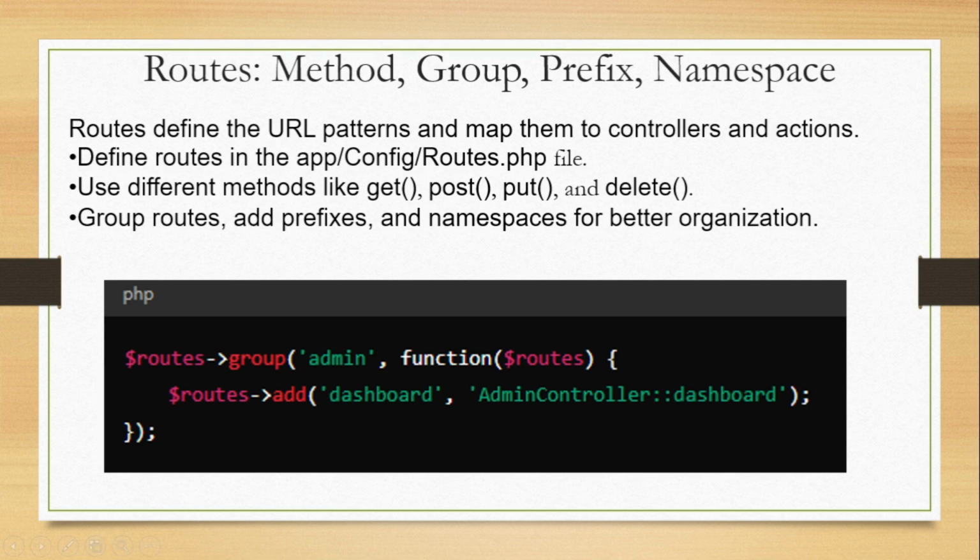Routes define the URL pattern and map it to controllers and actions. Define routes in the app/Config/Routes.php file. Use different methods like get, post, put and delete. Group routes and use prefix and namespace for better organization. We will learn how to use routes in CodeIgniter, how we can create our custom routes, and how we can create groups of routes in our CodeIgniter projects.